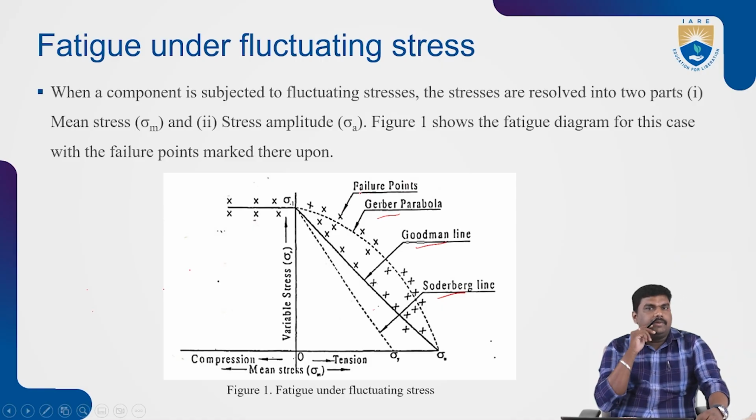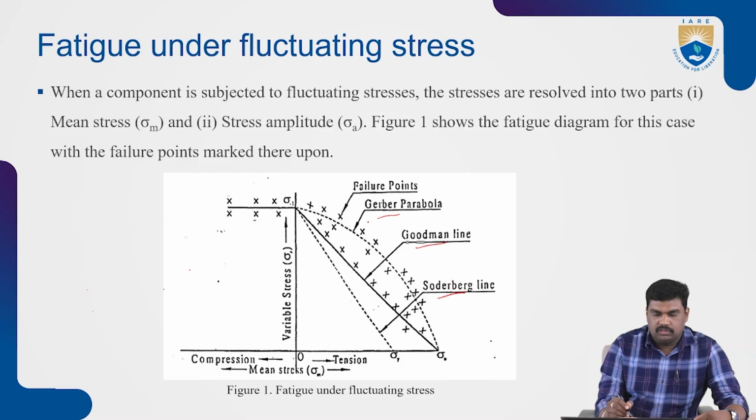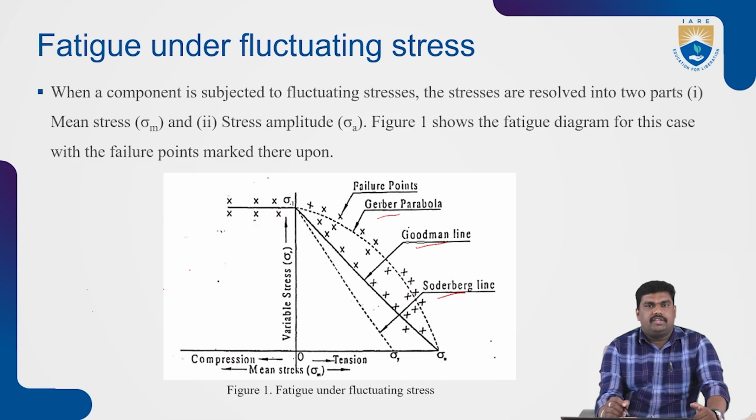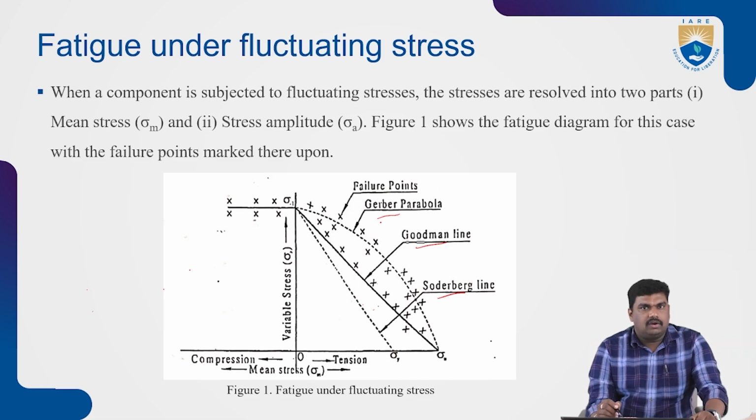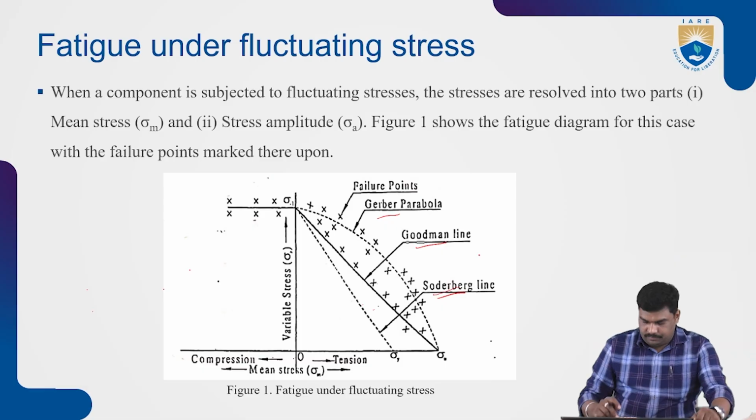From the rotating beam testing machine we get the diagram that I explained. When you get the failure points, they will be scattered here and there in the graph, so we take one mean line. Two straight-line conditions are Soderberg and Goodman, and one parabola is the Gerber parabola. For engineering calculations, compared with the parabola, the curvy line, we prefer the straight lines. So here we are going to see the Goodman and Soderberg lines.